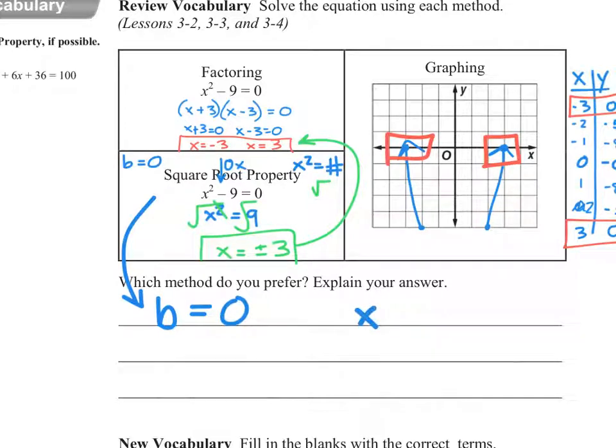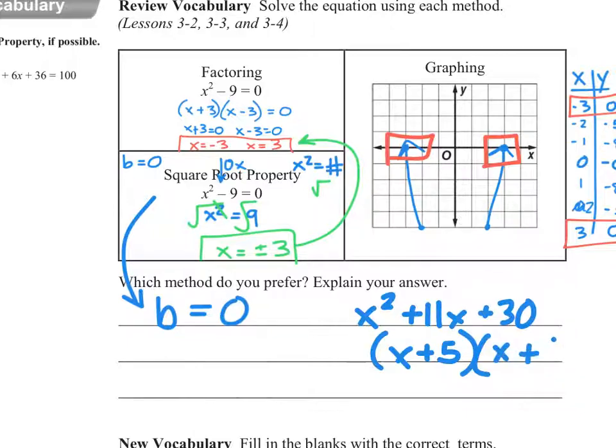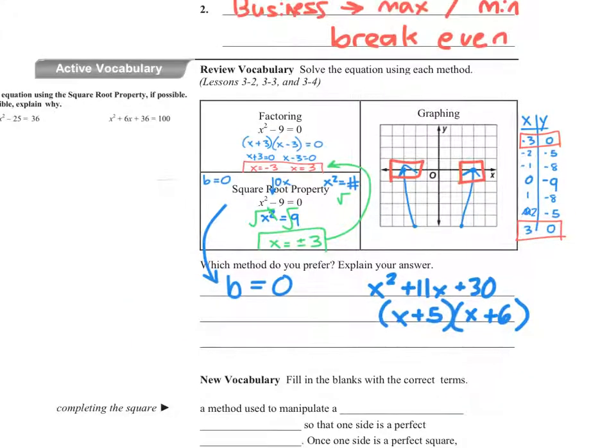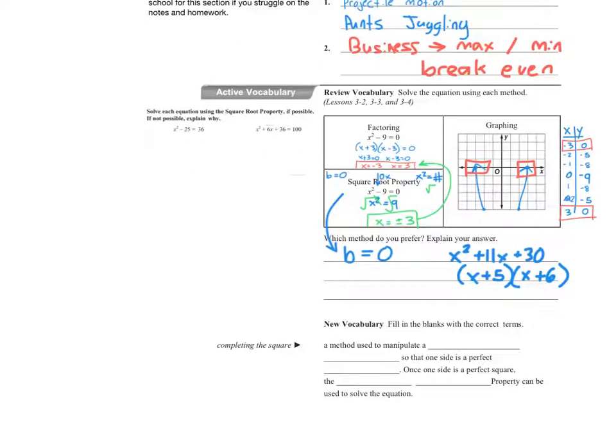There's other times where maybe I give you like an x squared plus 11x plus 30. That one you couldn't use the square root method, but you could factor it pretty easy to (x plus 5)(x plus 6). And people who are good at factoring typically enjoy factoring. Graphing's people's least favorite because it takes more time. So we have all 3 of those methods. 2 of them are not so bad. But here's why we need a new method.